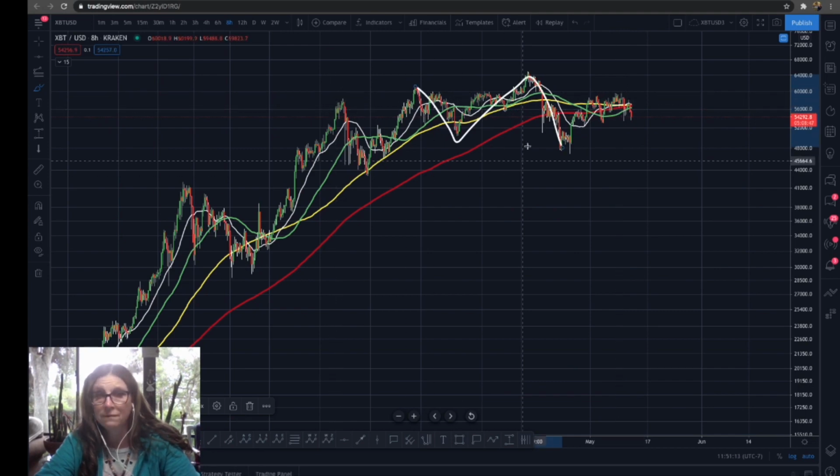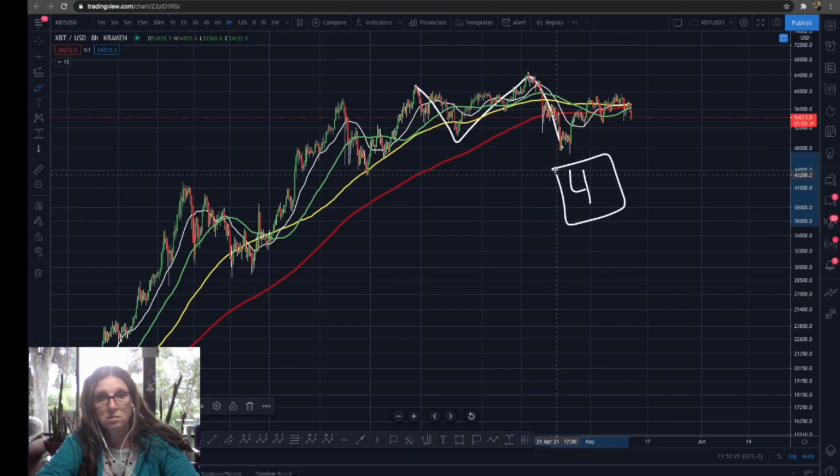What we're looking for right now is our fourth in that square box. Did it end here? Or are we not done yet? That's what we're looking for.